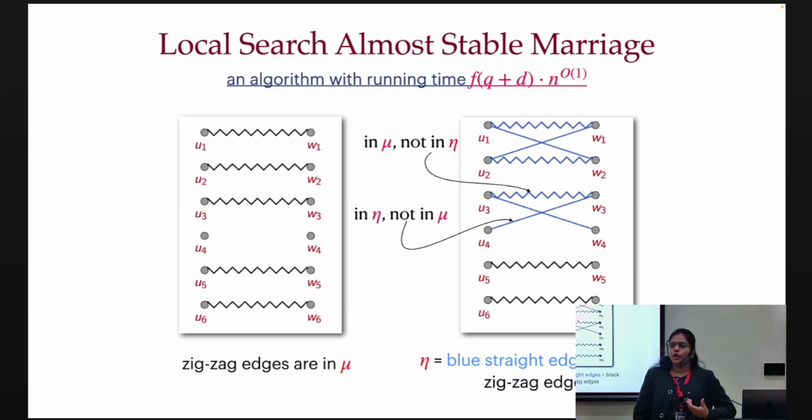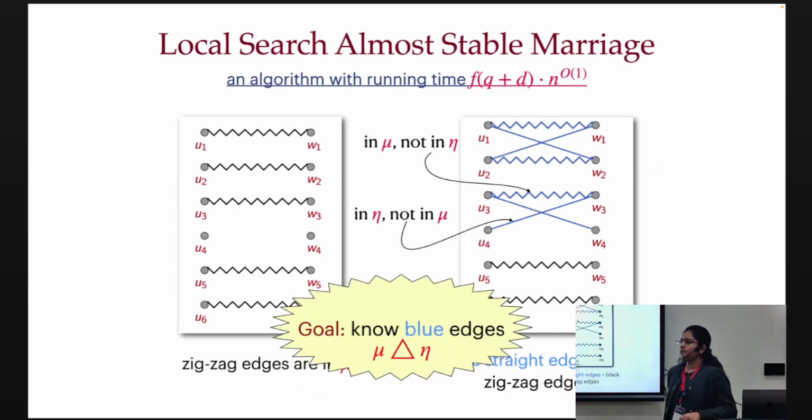So essentially what do I need to compute if I want to compute eta? Do I really need the whole eta? Exactly. I need to know the symmetric difference. If I know the symmetric difference, I can compute eta. So the goal is now to know these blue edges, which are the symmetric difference edges. So far so good?